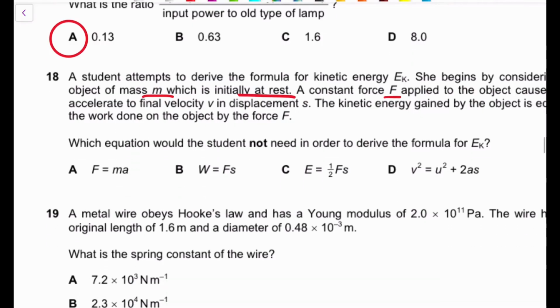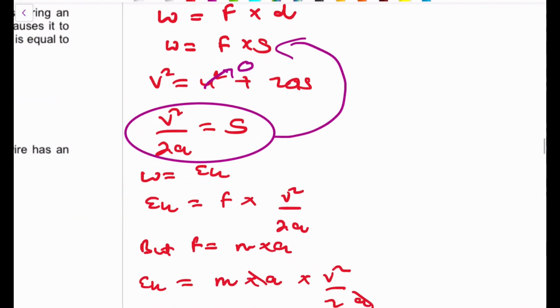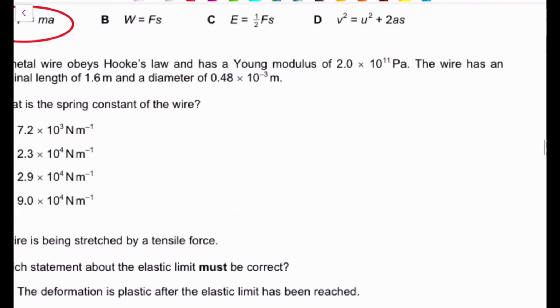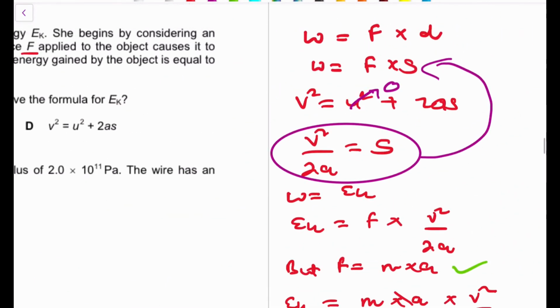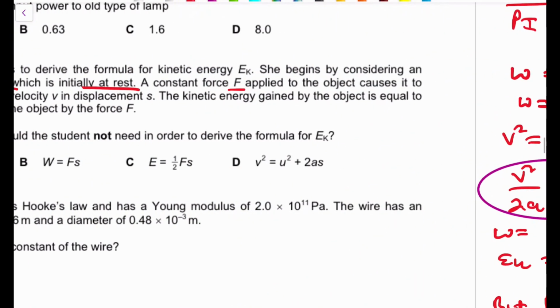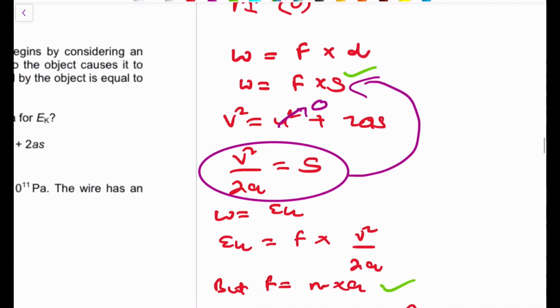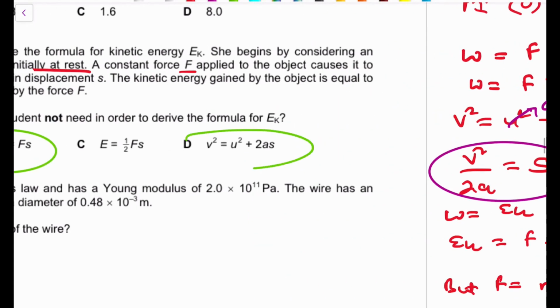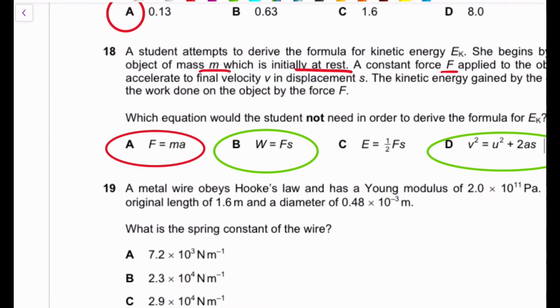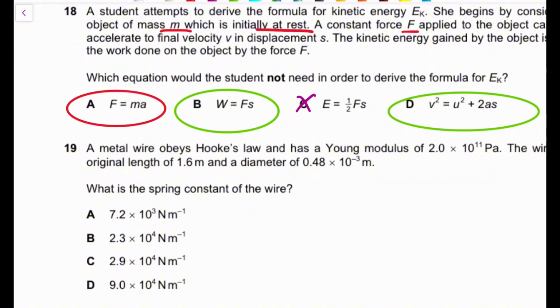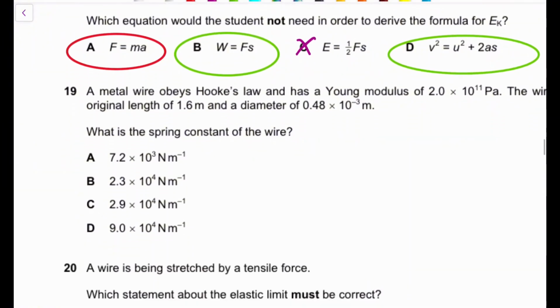We had to use F is equivalent to ma over here, so we basically had to use that equation. W is equal to Fs, where did we have to use it? We had to use it over here. V squared is equal to u squared plus 2as, we had to use it over there. But we never used E is equal to half Fs, so we never used this equation. So the answer has to be C. Number 18, the answer is C. Move on to number 19.